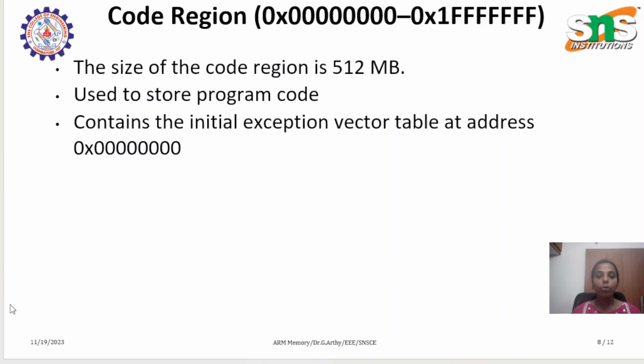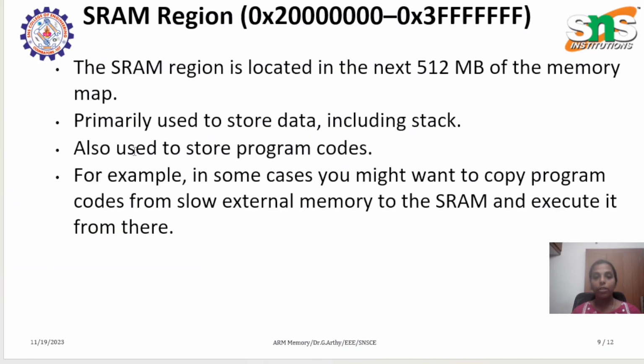The size of the code region is 512 MB, and almost all the regions are split into 512 MB blocks. Not all, but most of them. The code region is used to store the program code. It contains the exception vector table at the address that is all zeros, eight zeros.